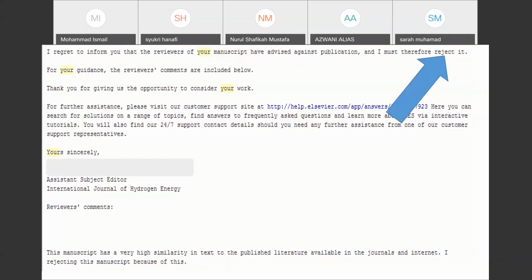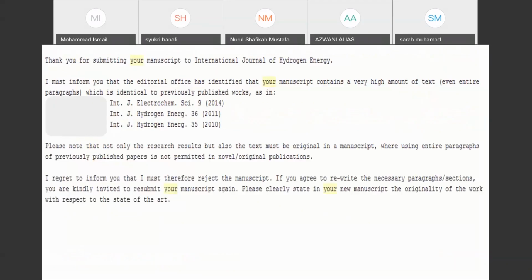That's why I tell my students that sending a manuscript to a high impact factor, high ranking journal is very important, because we want experts in our field. After this I will show you the comments from the reviewer. One more example of rejection due to similarity.